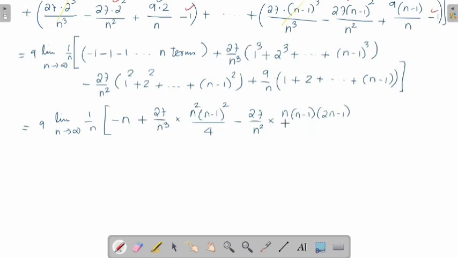Sorry, so this is the value, right? So divided by 6 is the value. We have plus 9 by n. Now 1 plus 2 plus 3 till n minus 1 is n into n minus 1 by 2. That also you have seen. I'm sure you are able to understand.